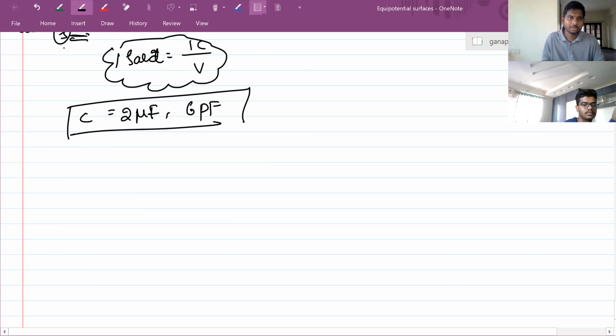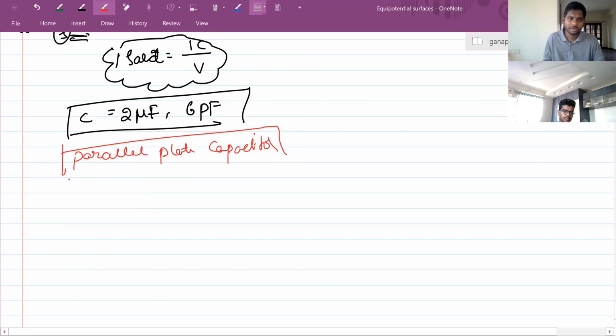Then types of capacitor, you will find the parallel plate capacitor. It is highly important for your exam. Very highly. And there is a spherical capacitor. And there is a cylindrical capacitor.